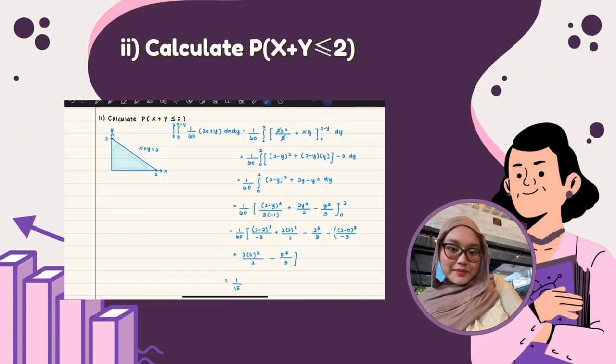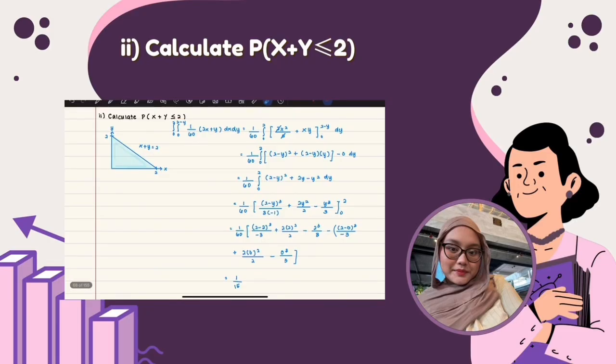To tackle this question, we will do a double integral. I will integrate in terms of x first. My lower limit will be 0 and the upper limit will be 2 minus y, because since we're integrating in terms of x, we will single out x. So we have x plus y equals 2, then x equals 2 minus y.